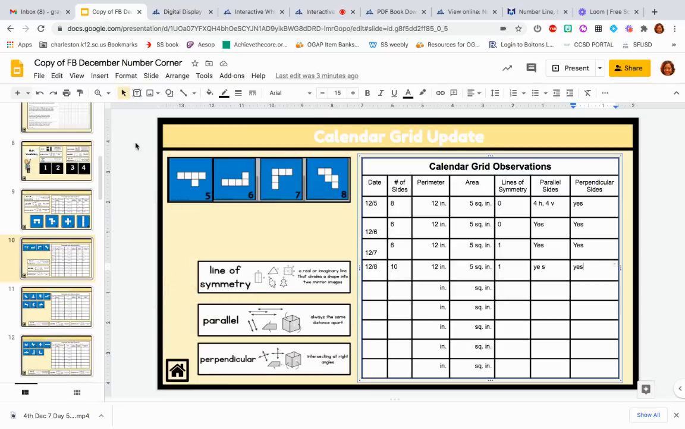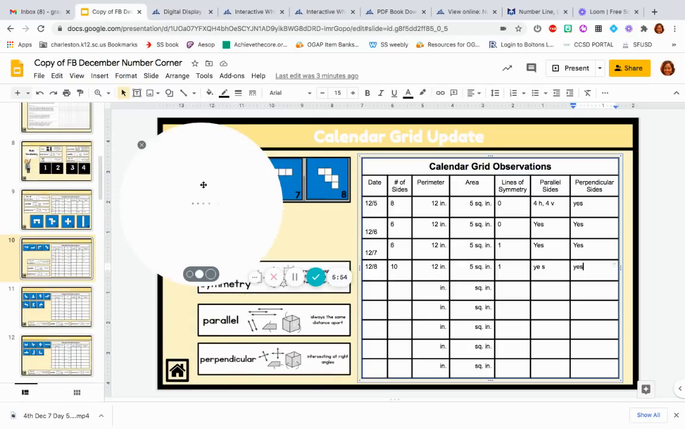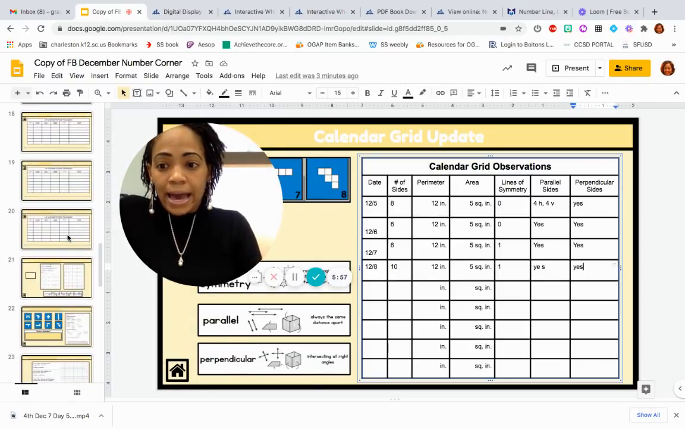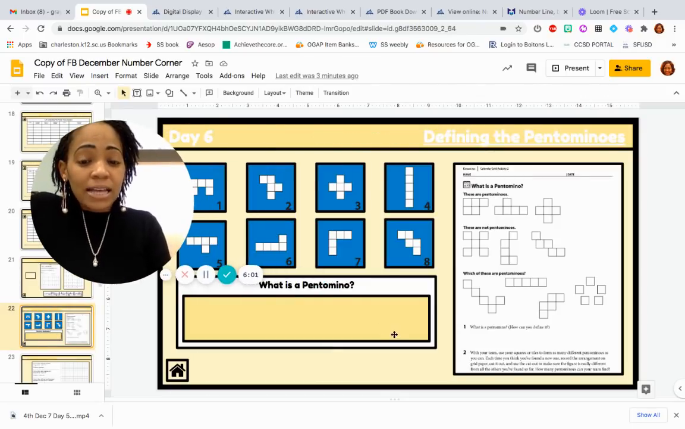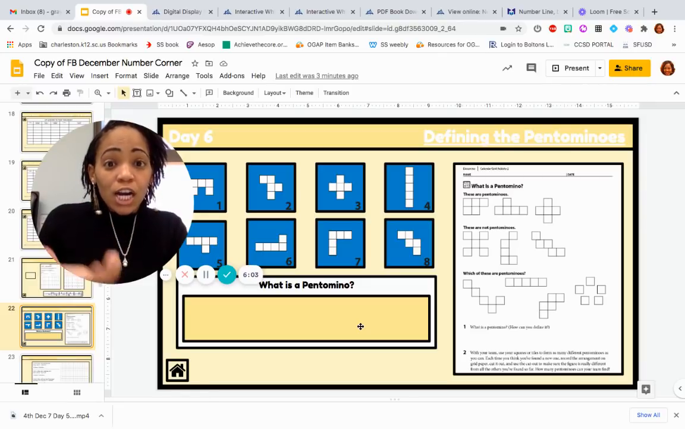So let's see if we can make a definition for pentomino. Pentomino is a shape that has 5 sides. And those 5 sides, those 5 squares are all equal.